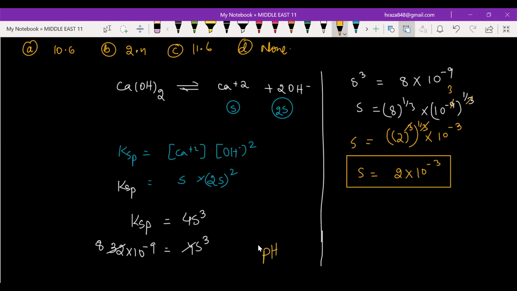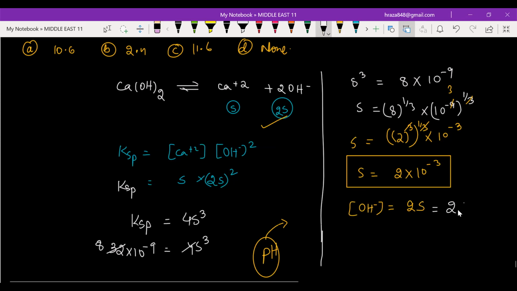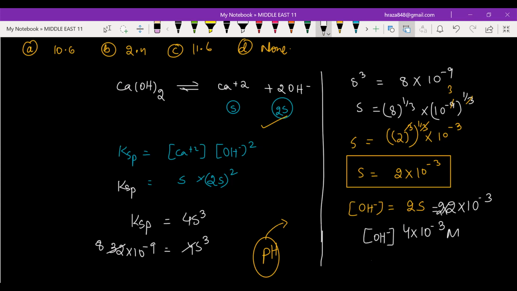Now you need to calculate pH. So you have to calculate first the concentration of OH minus. Concentration of OH minus is 2S. So it will be 2 into 10 raised to the power minus 3. Krishna, so can you find now the value of pOH, which is minus log OH minus? Can you do this now? Yes, sir. Now do it and let me know.